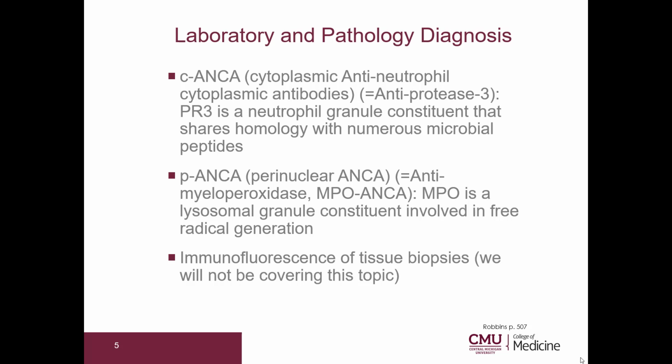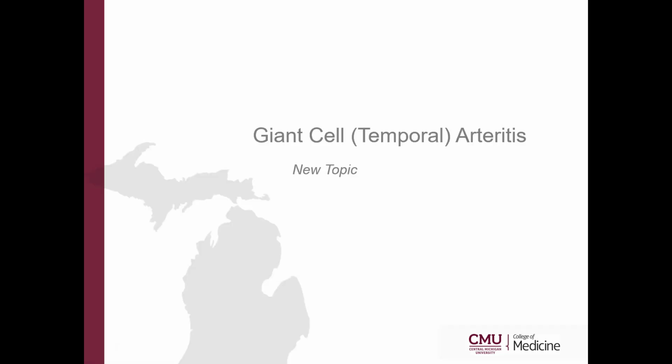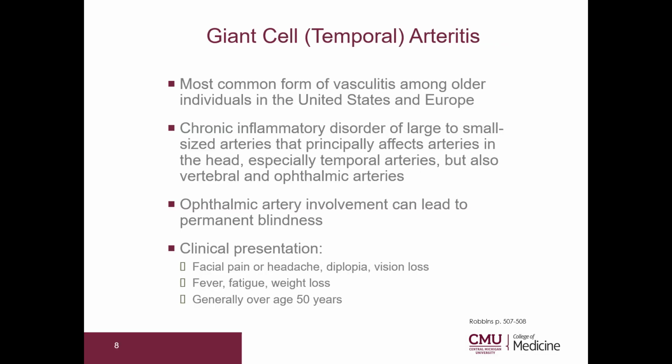Immunofluorescence is also done on tissue biopsies. We will not be covering this topic in today's lectures. Let's start with giant cell arteritis, which is also known as giant cell temporal arteritis. This is the most common form of vasculitis among older individuals in the United States and Europe.